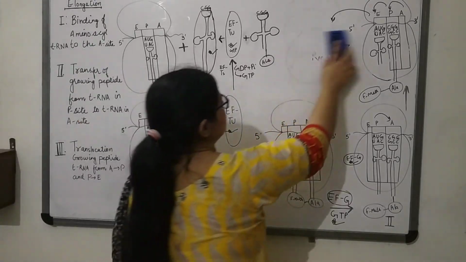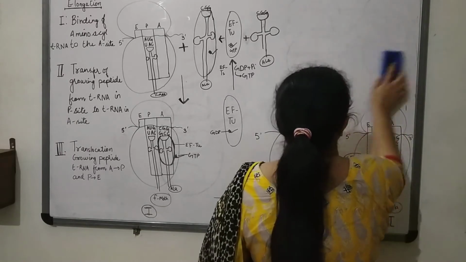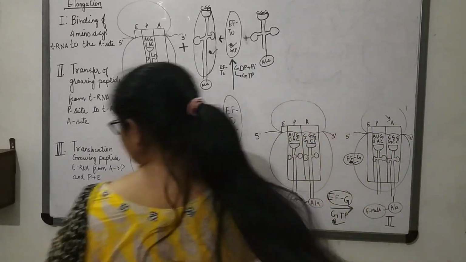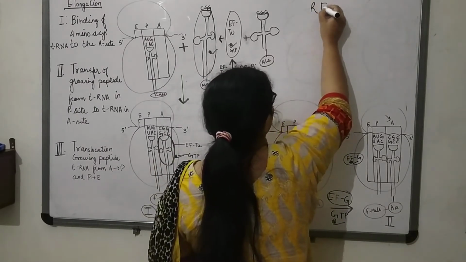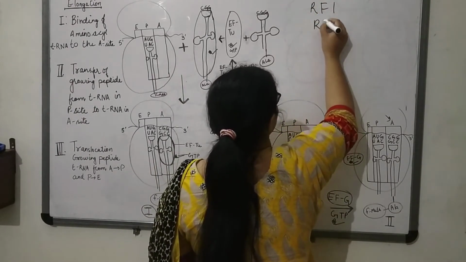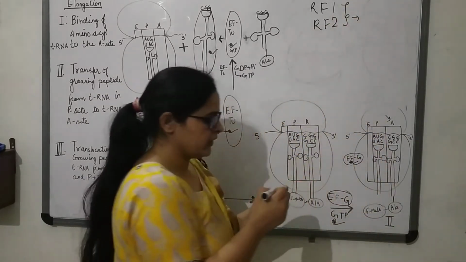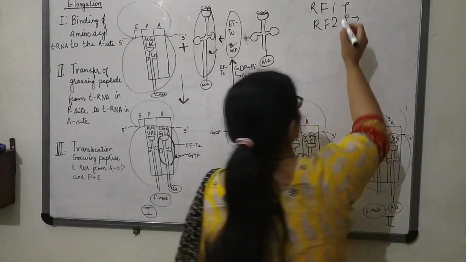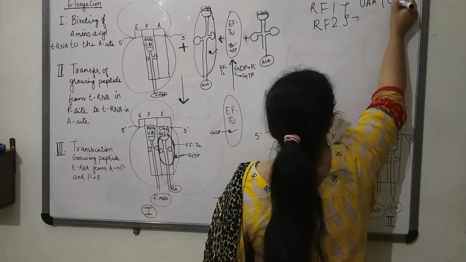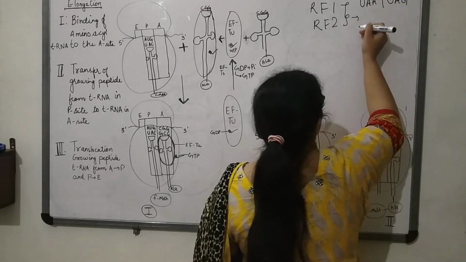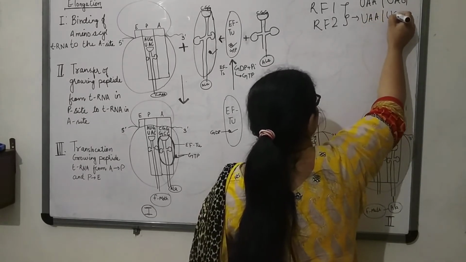So how will the stop codon stop the translation step? I will just show you. There are release factor 1 and release factor 2. There are 2 release factors involved in case of prokaryotes. Release factor 1 works on UAA and UAG stop codons, whereas release factor 2 works on UAA and UGA.